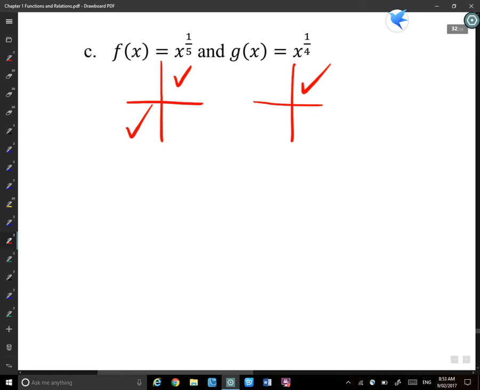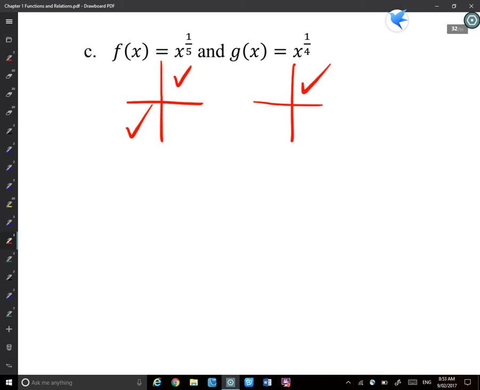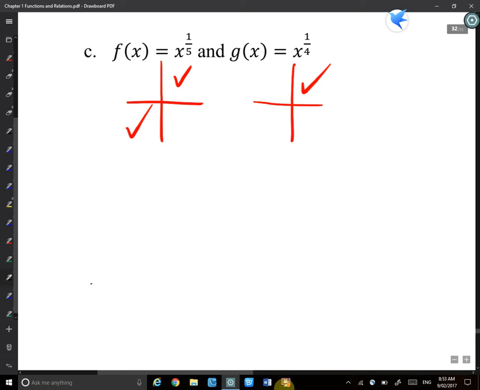1 on 4 is the same as 1 on 2 in terms of parity. 1 on 2 is square root x. Think about where square root x is. So a quarter root of x must be in the first quadrant as well. So we have 1 and 3 for the first one, and only 1 for the second one. So let's sketch.